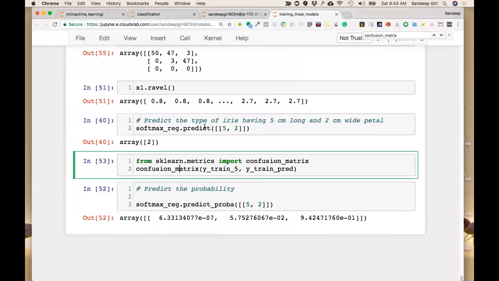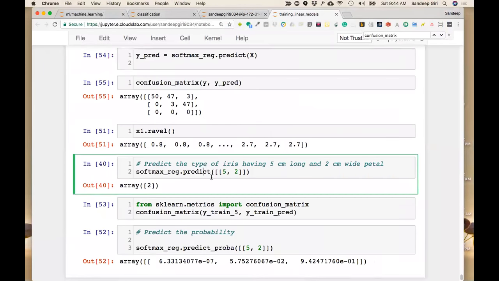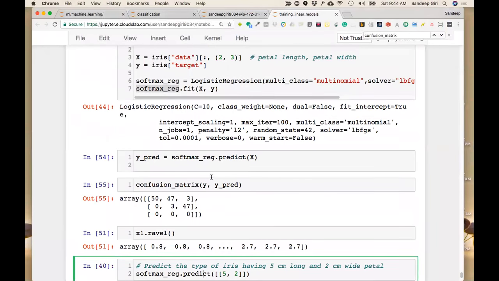All right. Let me just try to do this. Where did I keep it?